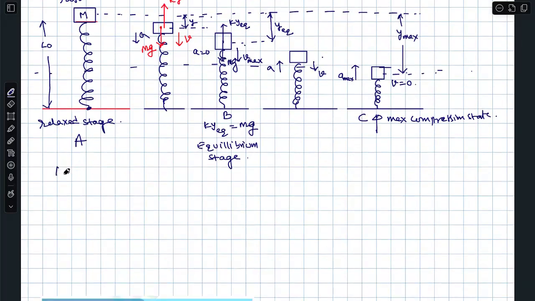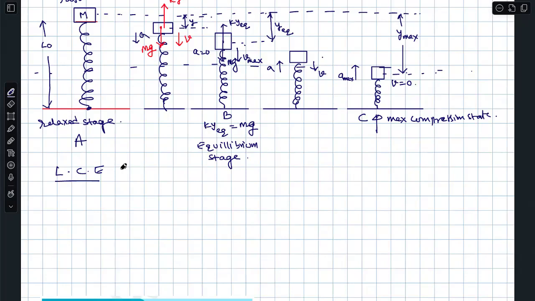The law of conservation of energy, you can apply across any of these stages because none of the forces are dissipative here. What are the forces here? One is spring force, the other is weight force. Both are conservative. So when all the internal forces are conservative, you can comfortably apply the law of conservation of energy. If even friction is there, you cannot apply it. In that case, you should apply the work-energy theorem.